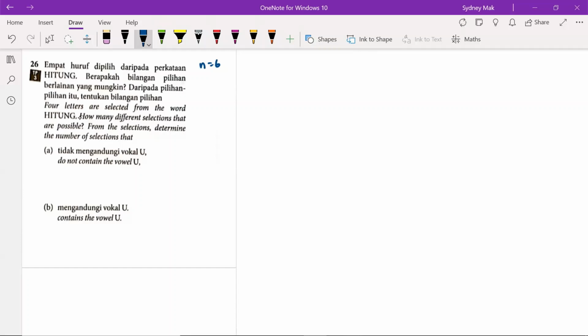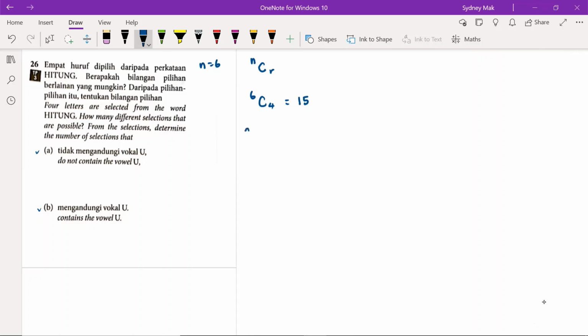And then, how many different selections are possible? From the selections, we have to determine the number of selections where a certain condition is imposed. So let's first find the number of selections without any condition imposed. That will be choosing 4 letters, so nCr. We have to use this formula. In this case, n is 6, choose 4, so 6C4. There are 15 ways to select any 4 out of the 6 letters.